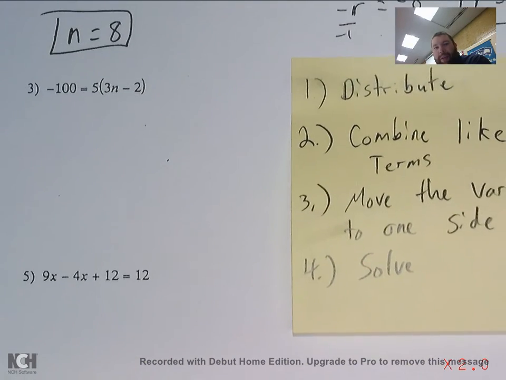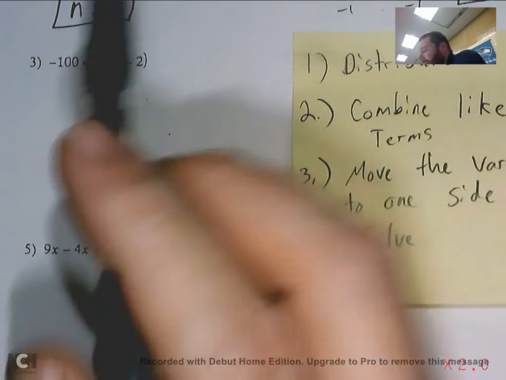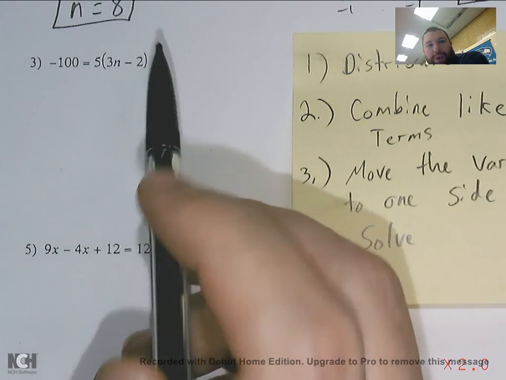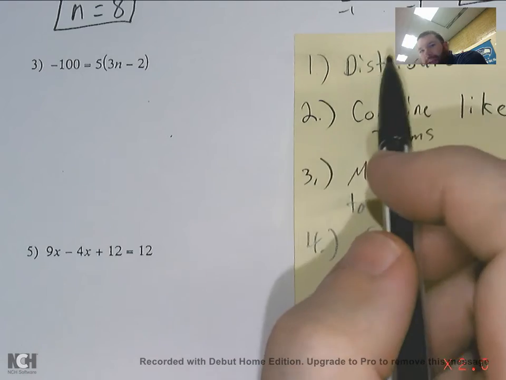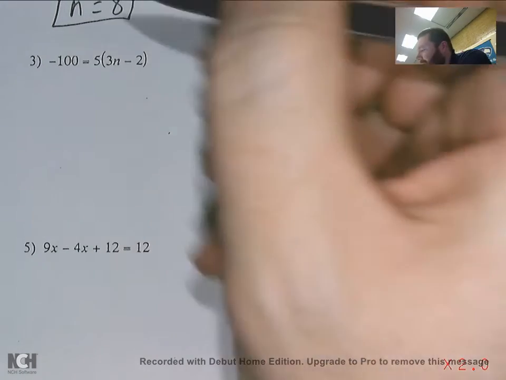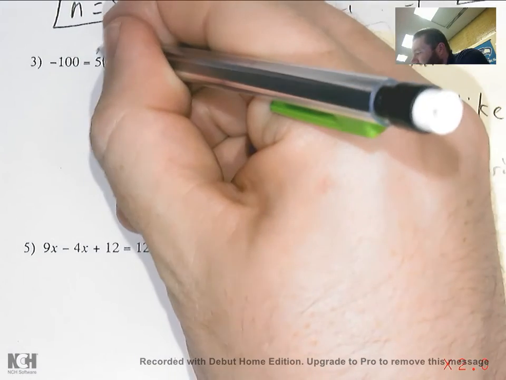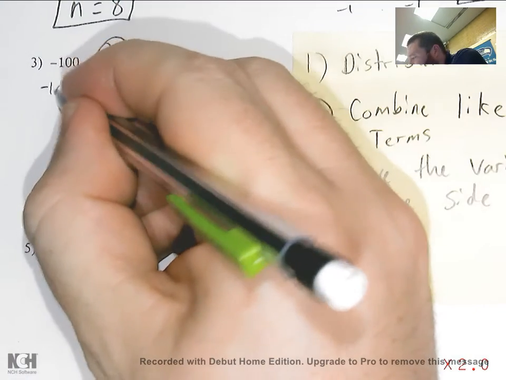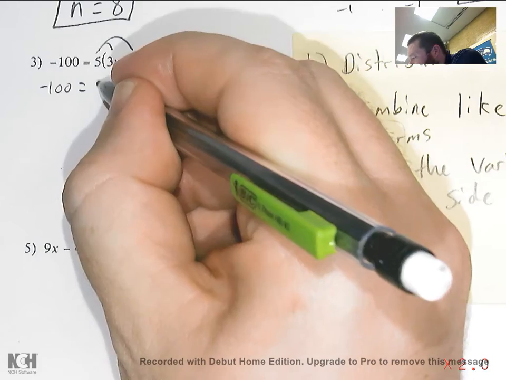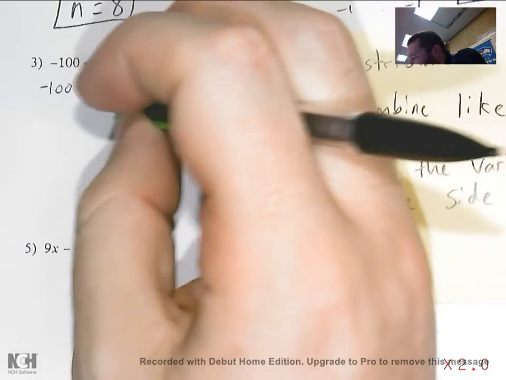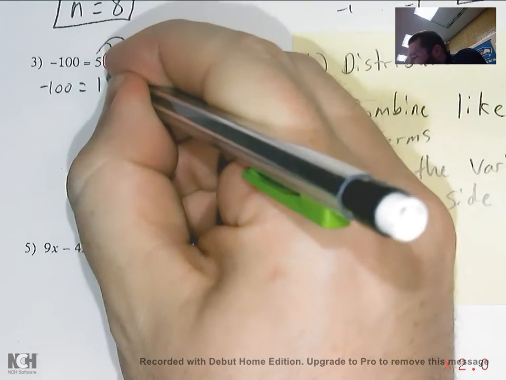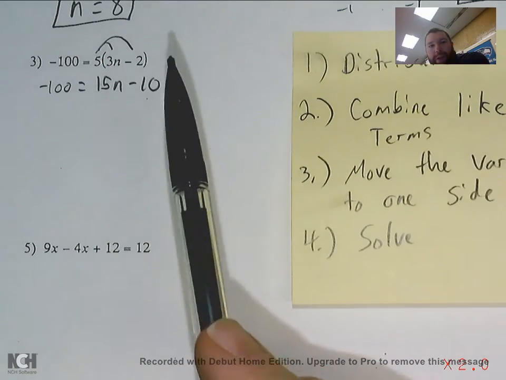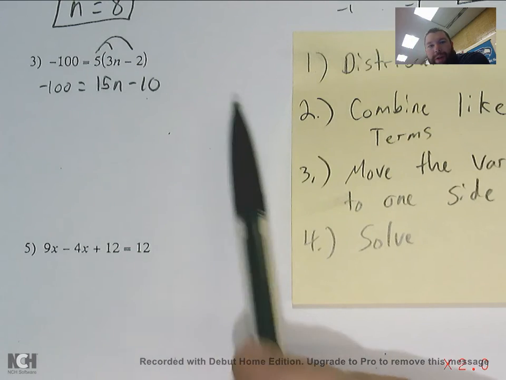So, number 3. I have -100 equals 5 times 3n minus 2. So I'm going to, again, distribute first. So I've got this 5 in front of the parentheses, so I've got to distribute that to both terms in the parentheses, and I'm going to get negative 100 equals, it's not a negative 5, it is a positive 5. So 15n minus 10. And there's only the one variable, so I don't need to move a variable.